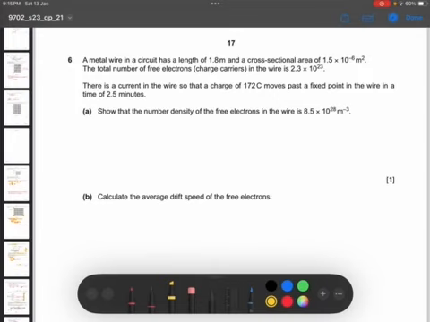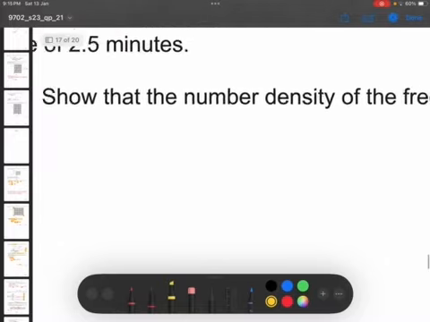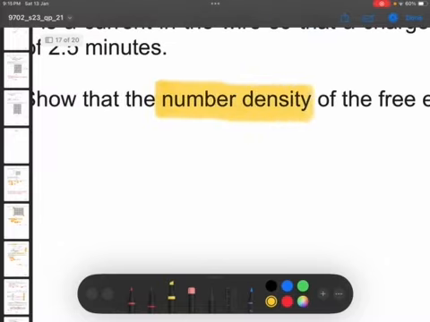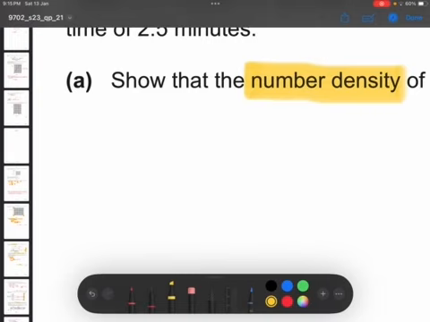Show that the number density of free electrons in the wire is 8.5 times 10 to the power of 28 per cubic meter. Now, to answer this question, you must know the definition of number density. Number density can be defined as the number of free electrons per unit volume. So, for number density, we use small letter n.